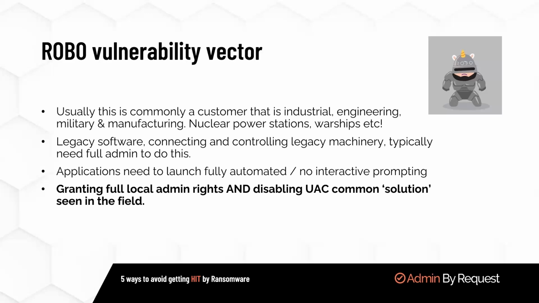And when we talk to customers about what they have done, and I've also seen things online from vendors who recommend this, the common workaround is to disable UAC completely. So you make someone an admin and then you disable UAC. Sounds absolutely crazy, but this is what happens, and it's quite terrifying. So that is the second way, and it seems like a pretty obvious one, but anyway, how can you mitigate against this using Admin By Request? Let's take a look.